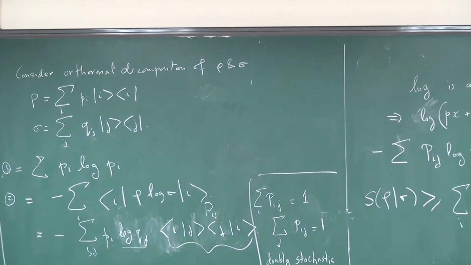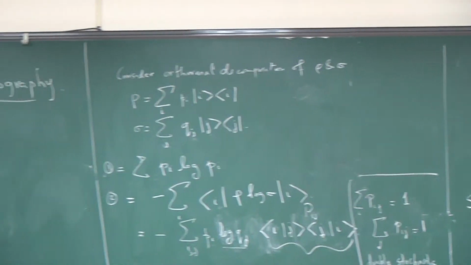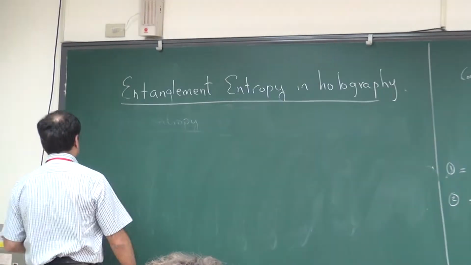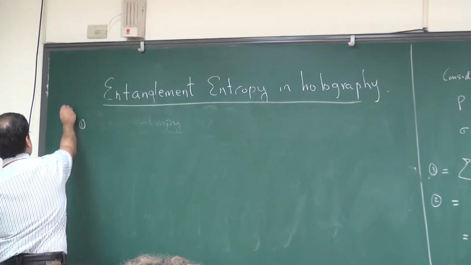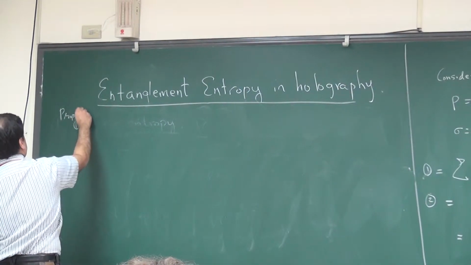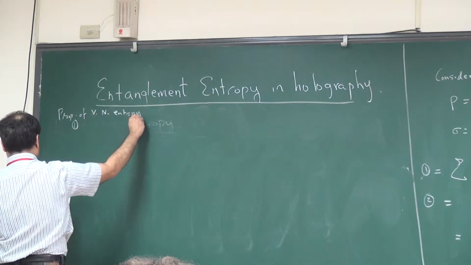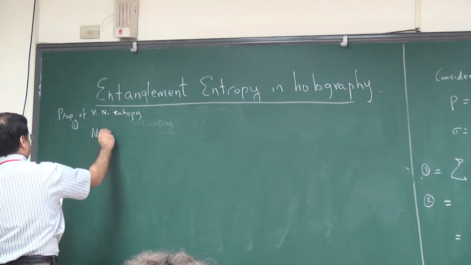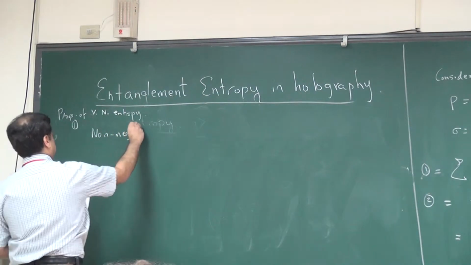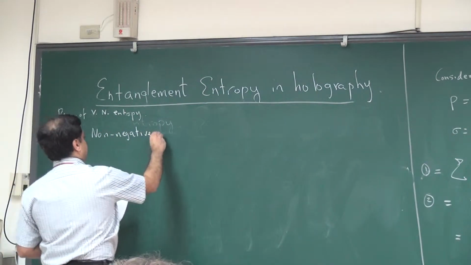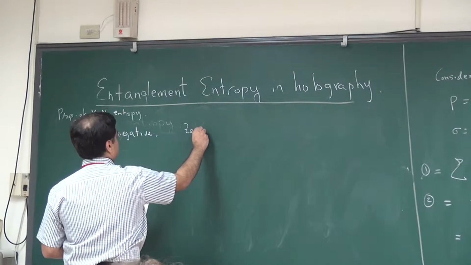So let me write down some properties of this von Neumann entropy. And some of these properties can be derived using this notion of relative entropy. So the first property of von Neumann entropy: this is non-negative. This is obvious. And this is 0 if and only if the state is pure.